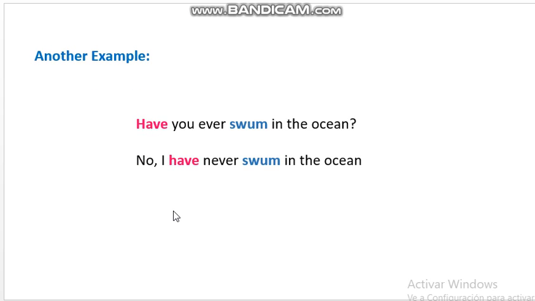Another example, which we use a lot in this kind of questions: Have you ever swum in the ocean? Look at that. This sentence is in present perfect too. We have the auxiliary and swum, the verb in past participle. The answer: no, I have never swum in the ocean. So we have the same: ever in the question and never in the answer. Okay.